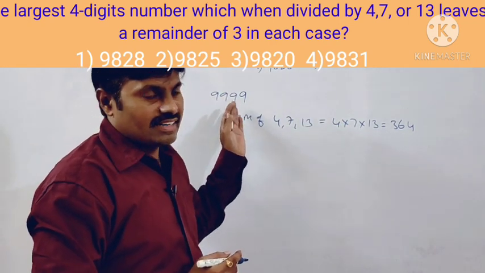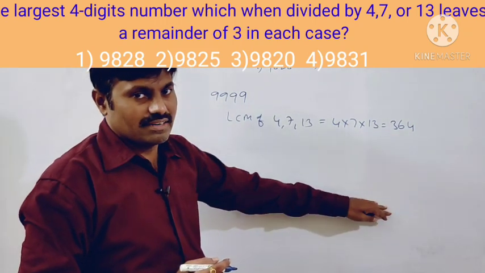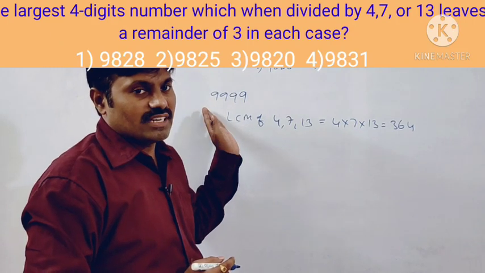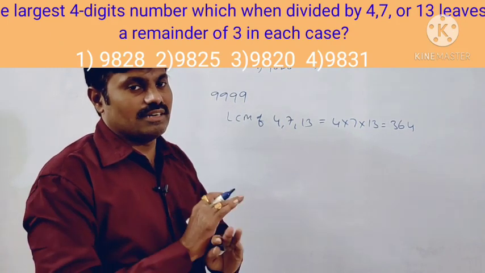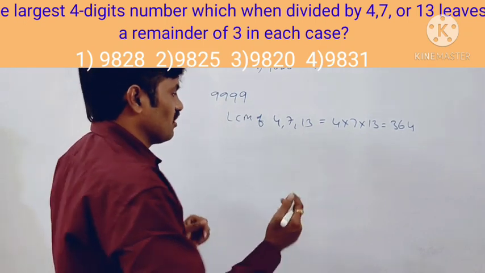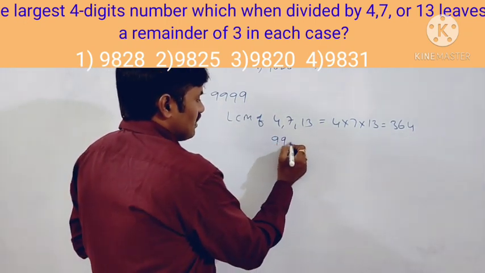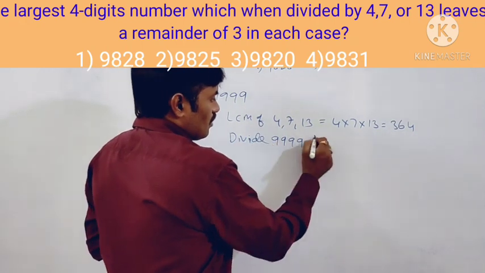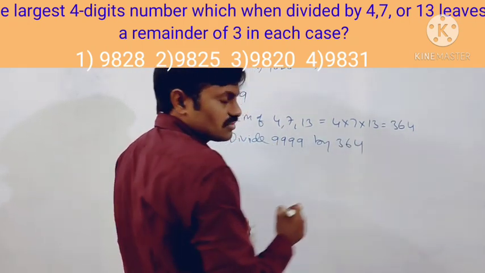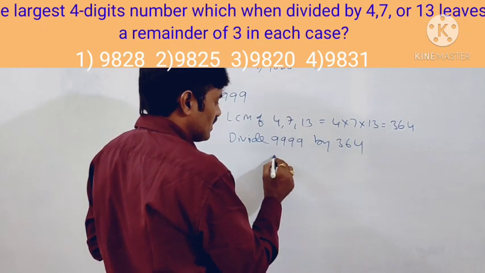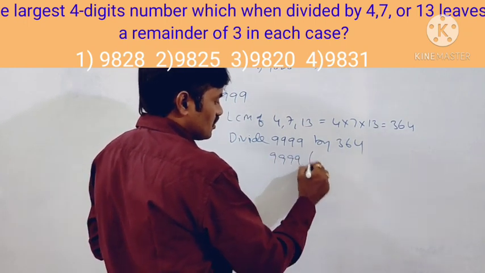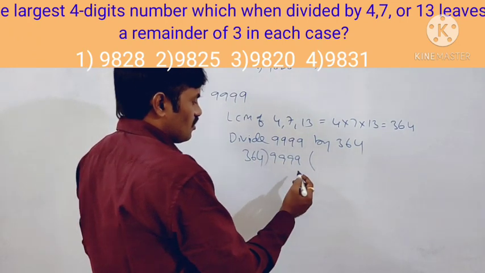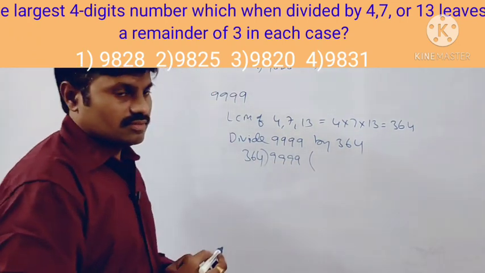With this LCM, first divide 9999 by 364, and we get some remainder. That remainder you subtract from 9999, and 90% of our problem will be solved. See how: first divide 9999 by 364. We get some remainder. So what is that remainder we have to find? Dividing 9999 by 364, how many times is it possible?